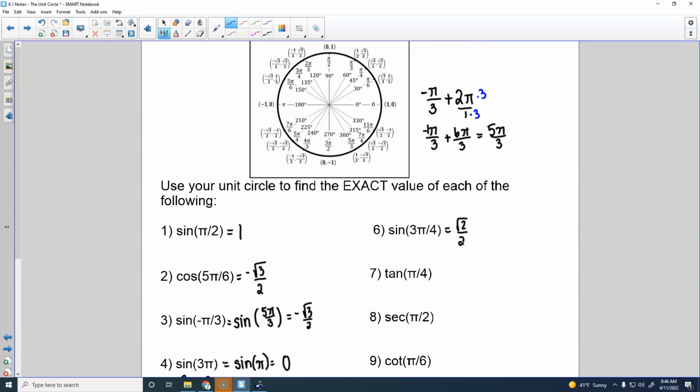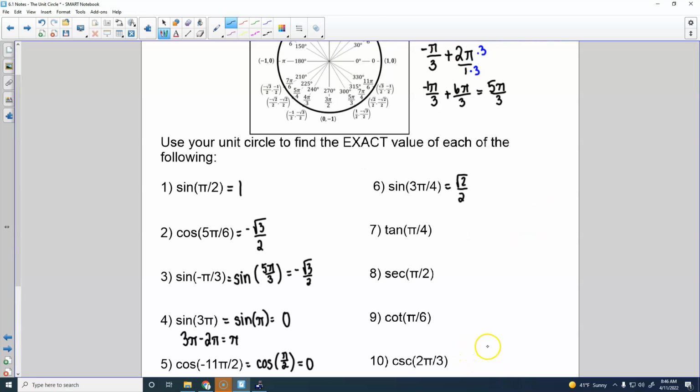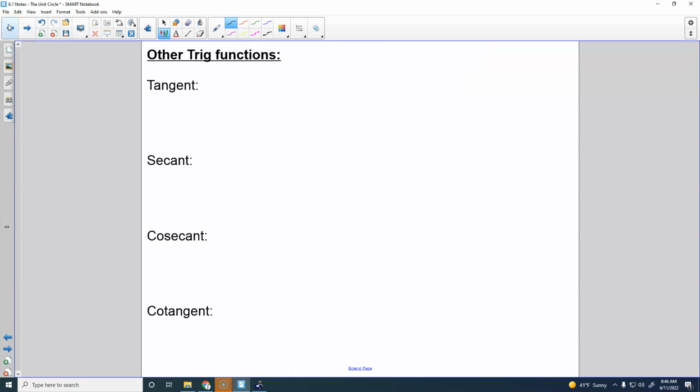Now in 7 through 10, we're going to get into some problems. All of these values are on our unit circle, but tangent, secant, cotangent, cosecant, those are not on the unit circle. But this is where we are going to use that stuff I gave you at the very end of class on Friday, which was, I was going to tell you where that came from.